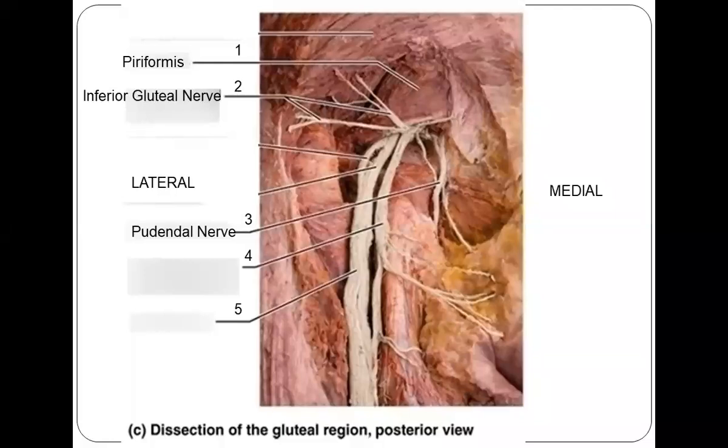What about the one labeled as 4? That will be the nerve medial to the sciatic nerve. Posterior cutaneous nerve of the thigh. Yes, very good. Very good, Bitty. Well done.